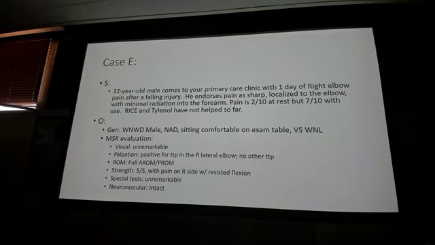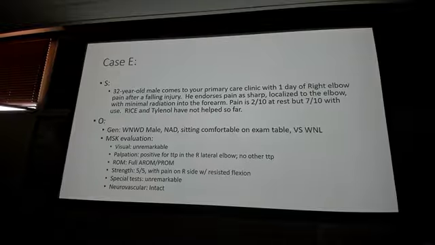But 32-year-old male comes to your clinic with 1 day of right elbow pain after a falling injury. His pain is sharp, localized to the elbow with minimal radiation into the forearm. Pain is 2 out of 10 at rest, but 7 out of 10 with use. Rice and Tylenol have not helped so far. He's comfortable, well nourished and well developed, his vital signs are normal. Visual exam is unremarkable. But boy, when you push on that right lateral elbow, it hurts, but nowhere else.